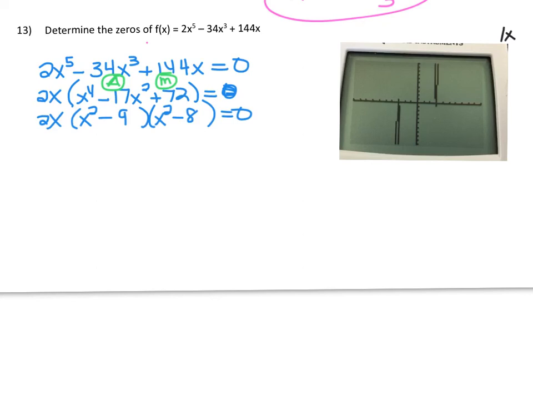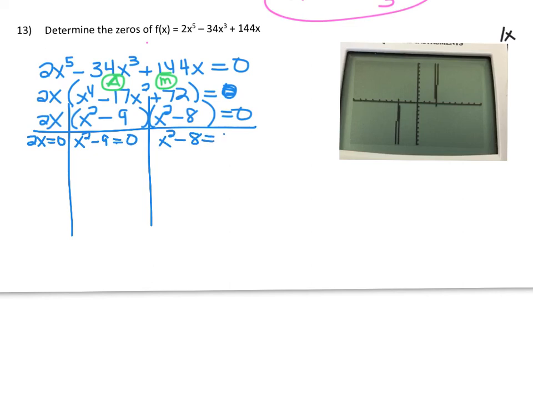So for those of you guys that like to just jump right into the t-chart, what we would do is we would set each factor equal to 0. So I'm going to write 2x equals 0. I'll have x squared minus 9 equals 0. And we'll have x squared minus 8 equals 0. And you just solve these one by one.